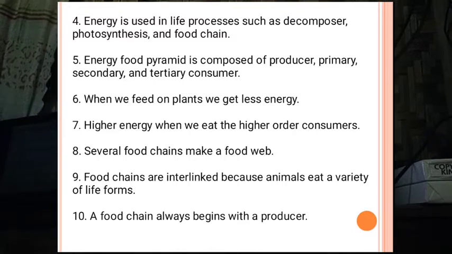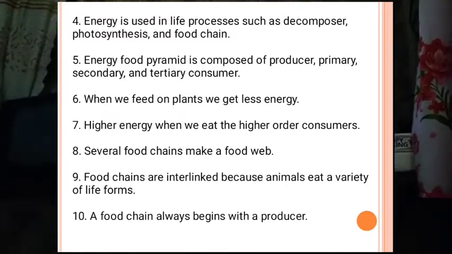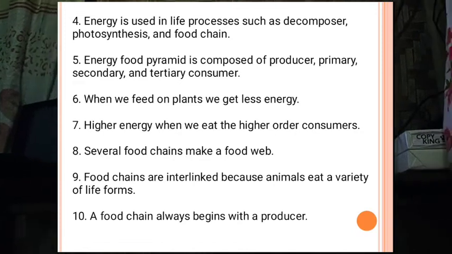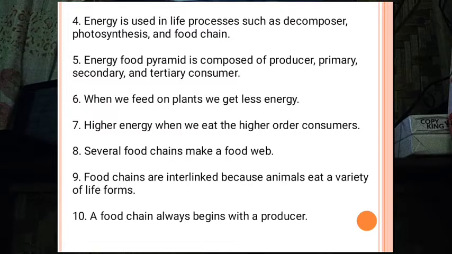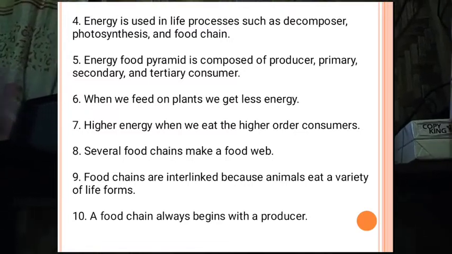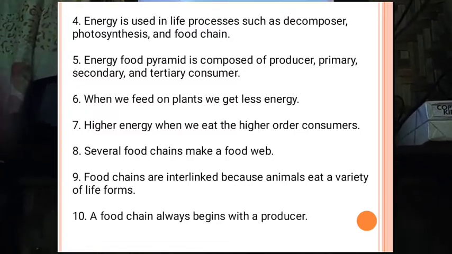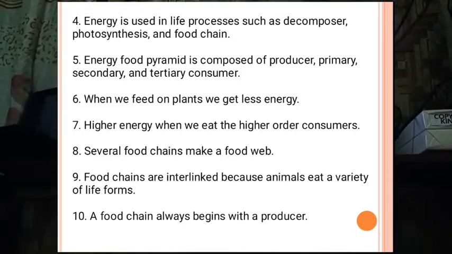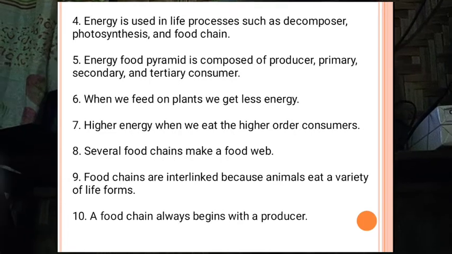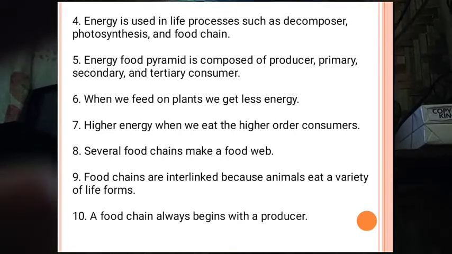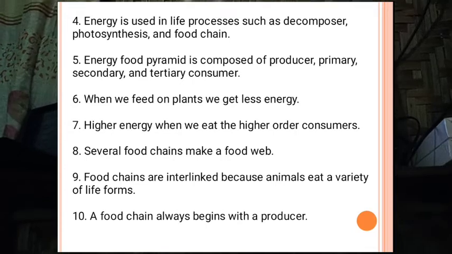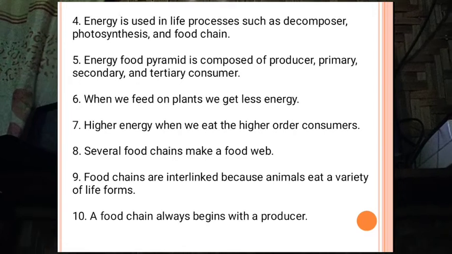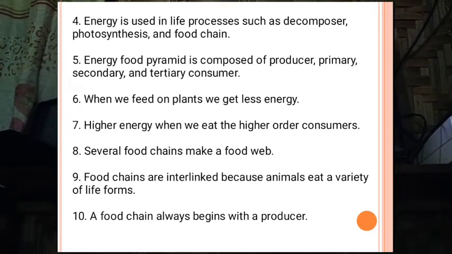is false. For number 5, energy food pyramid is composed of producer, primary, secondary, and tertiary consumer. So what do you think is the answer, guys? Very good. It's true. And number 6, when we feed on plants, we get less energy. So the answer is false. Because when we feed on plants, we get more energy.